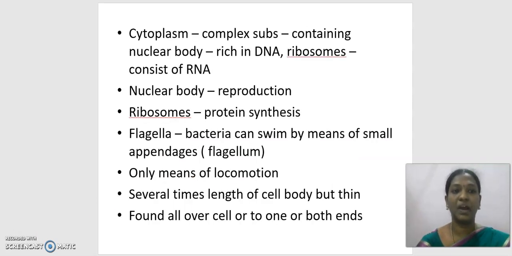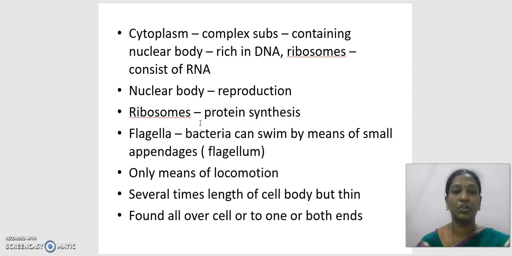Then the next part is the cytoplasm, which is a complex substance and contains an important part, the nuclear body, which is rich in DNA, and ribosomes, which consist of RNA. Why do we say the nuclear body is an important part? Because it is the one which helps in the reproduction of the cells. And the ribosomes help in the synthesis of protein.